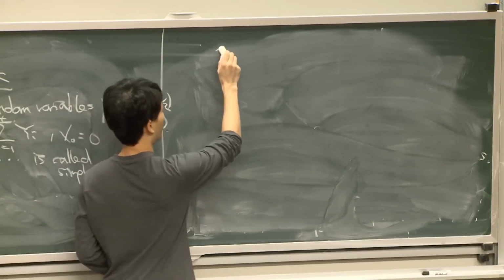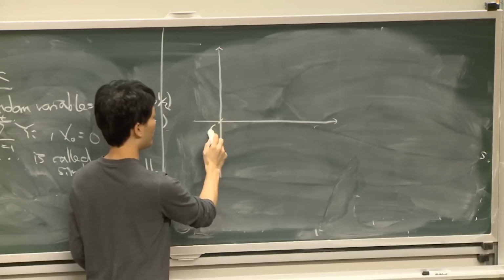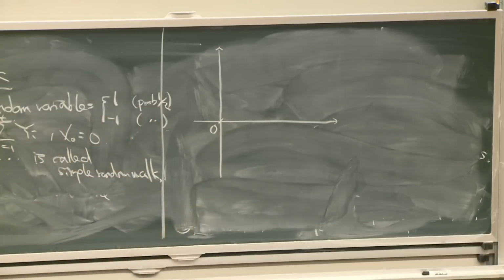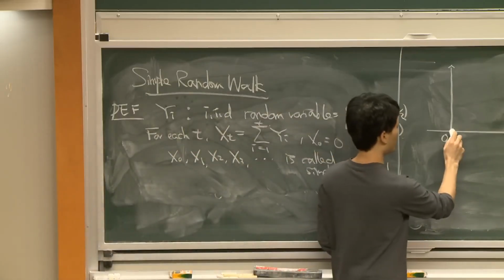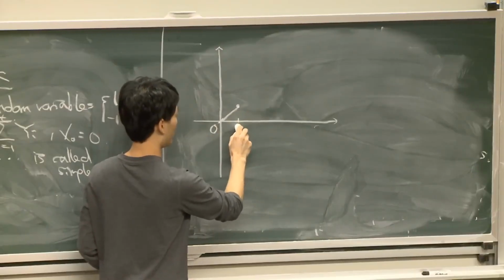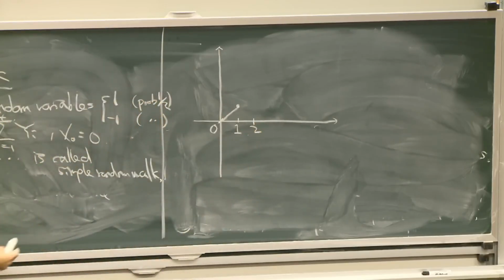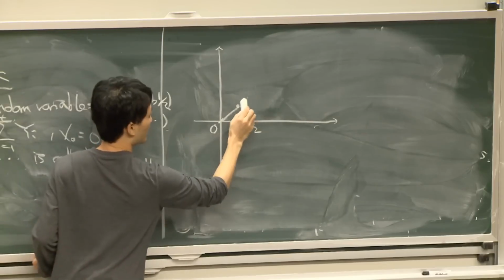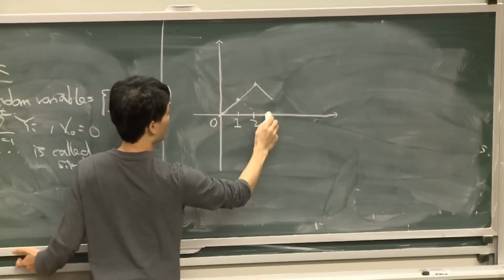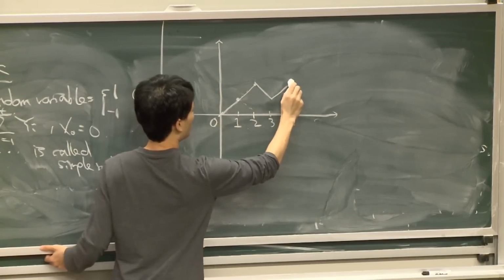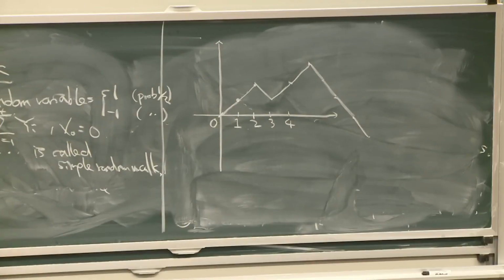Let's try to plot it. At time 0, you start at 0. And then, depending on the value of Y1, you will either go up or go down. Well, let's say we went up. That's at time 1. Then at time 2, depending on your value of Y2, you will either go up one step from here or go down one step from there. So let's say we went up again, down, up, something like that. And it continues.